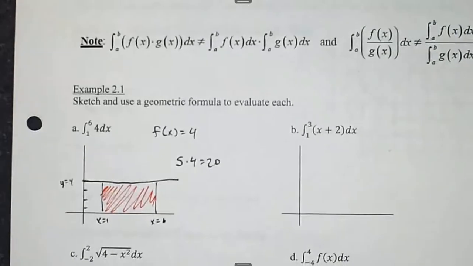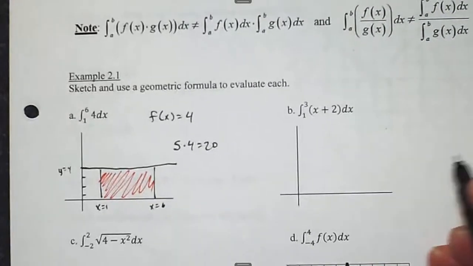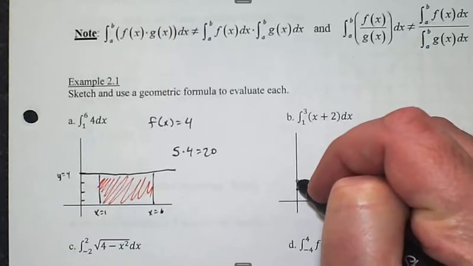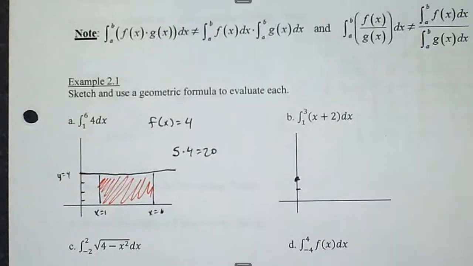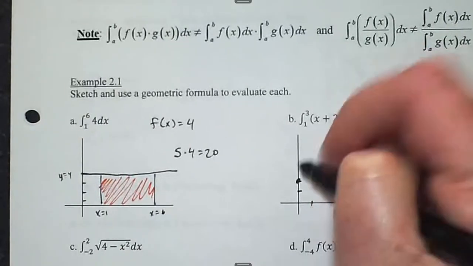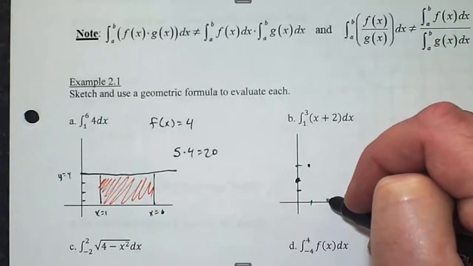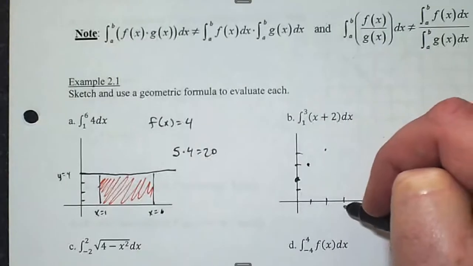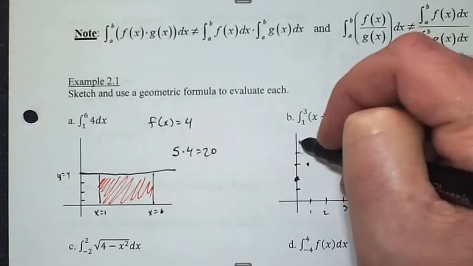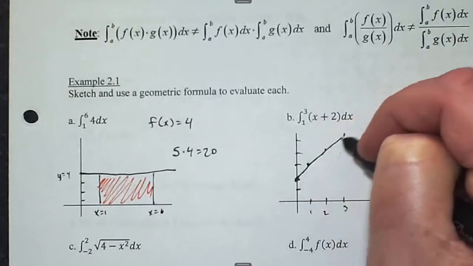All right. Next we'll do the integral from 1 to 3 of x plus 2. X plus 2 has an intercept at 2, right? When x equals 1, it's at 3. I think it's just got a slope of 1 here. When x equals 2, I think we're at 4. And when x equals 3, 5. So it makes this shape right here.